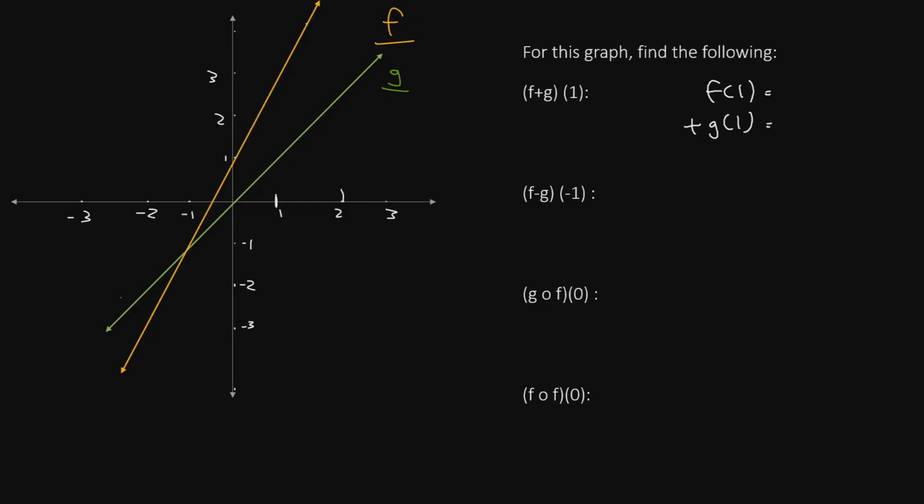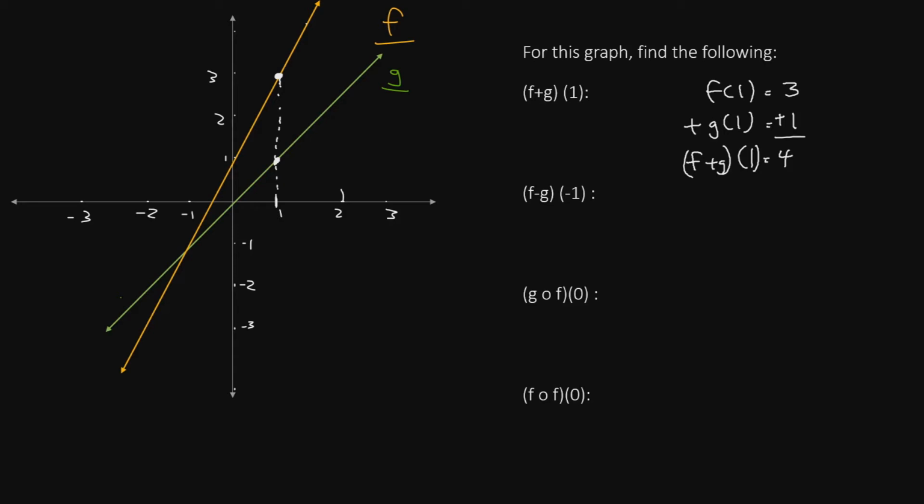This position is where x equals 1. Let's draw a line upward. If we draw the line upward, we intersect the orange graph here at 3. So we can say f(1) equals 3. We intersect the green graph here at y equals 1. So we can say g(1) equals 1. If we add both answers together, we get 4. So we can say f plus g at 1 is equal to 4.